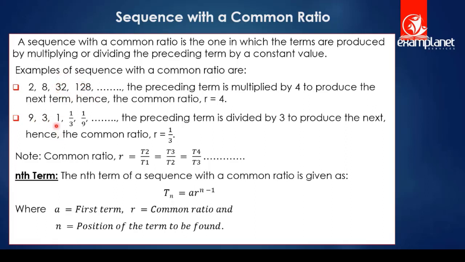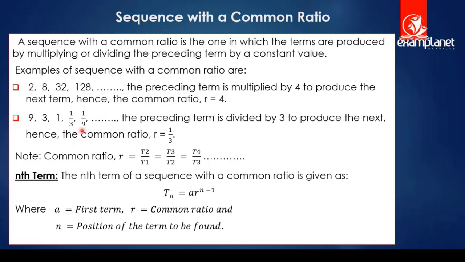Alright, so in the second example, we have 9, 3, 1, 1 over 3, 1 over 9, and so on. And if we check this, what are we doing? We are simply dividing the preceding term by 3 to get the next. So if you divide 9 by 3, you get 3. Divide 3 by 3, you get 1. Divide 1 by 3, you have 1 over 3. Divide 1 over 3 by 3, you have 1 over 9, and so on like that.